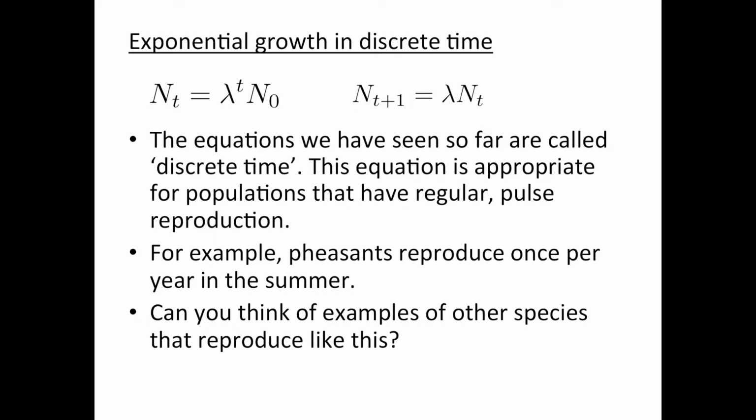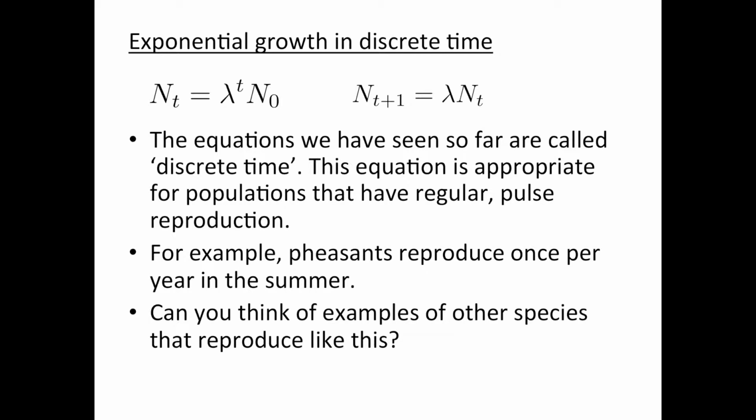These equations are called discrete time because you're using the current population size to predict the future population size, like you see on the right hand side, and the increment of time is per year or per unit time, so there's discrete time intervals.